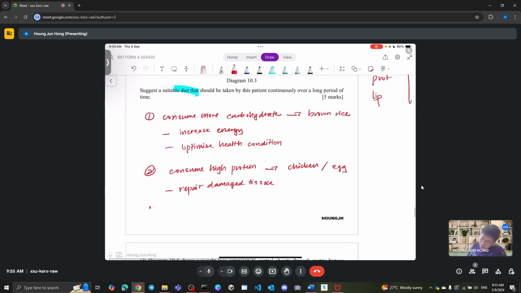Okay, what else you have? You can talk about fiber. Consume more fiber. This one is very straightforward. It's just to prevent constipation. Okay, next one also very simple. You can talk about vitamins. So consume more vitamin and mineral.